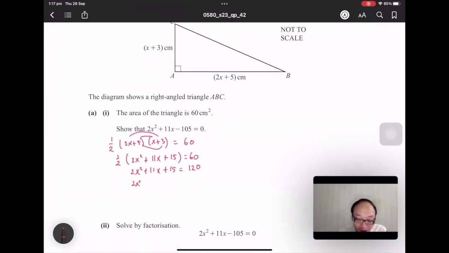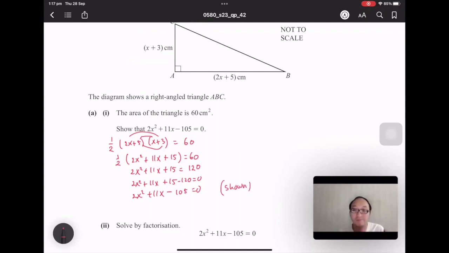So 2x squared plus 11x plus 15 minus 120 equals to 0. So this equals to 2x squared plus 11x minus 105 equals to 0. Shown, yeah?